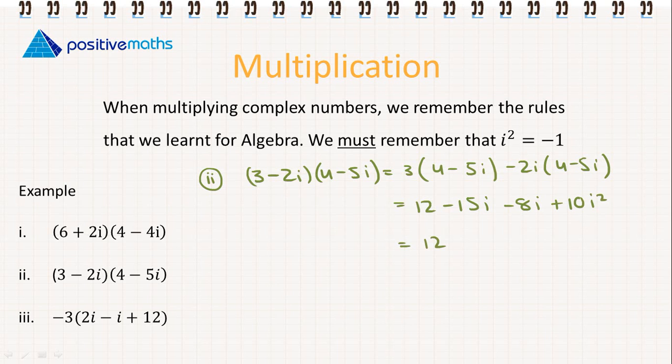So we'll get 12 minus 23i plus 10 multiplied by minus 1. So we get 12 minus 23i minus 10. So we get 2 minus 23i.